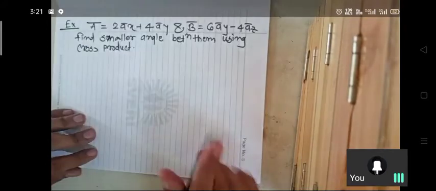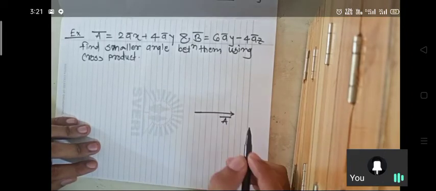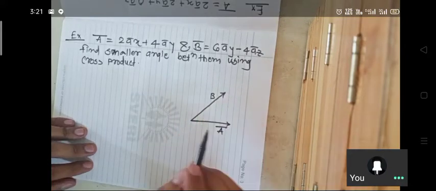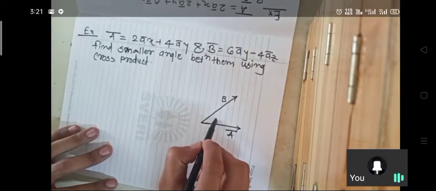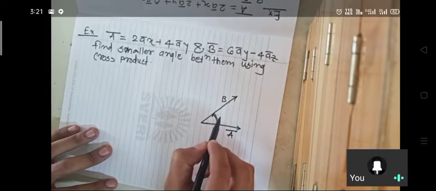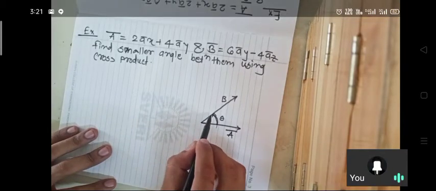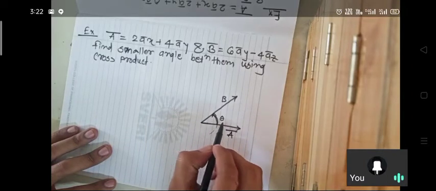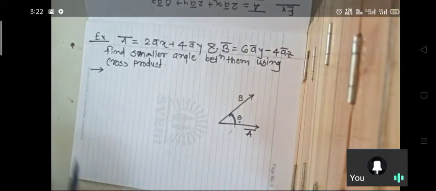Always keep in mind, if we have two vectors, let's say a bar is in this direction, b bar is in this direction. Why is it said to be a smaller angle? Because we are interested in this angle. This is the smaller angle, right? We can also get the answer by finding it in this direction, but we are interested in finding the smaller angle by using cross product. So you have a definition, use it and try to find the value of theta.